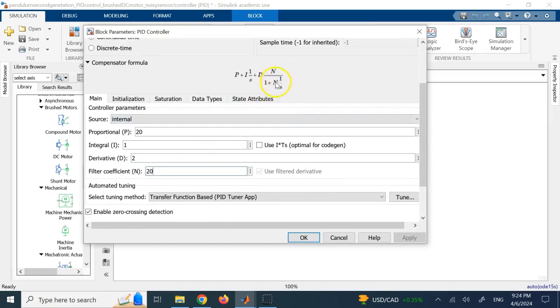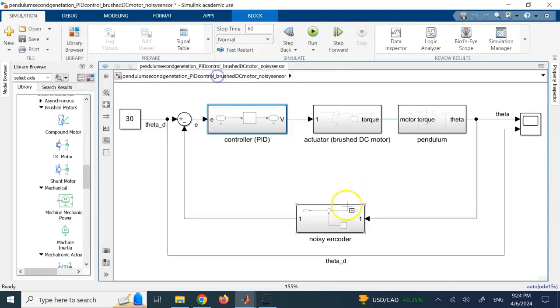If you use n of 0, you should not really do it. If you use n of 1, then it's just S over 1 plus S. If you use a bigger N, then the cutoff frequency of the low pass filter is going to change. So you can change the cutoff frequency of the low pass filter using this filter coefficient. And we definitely want to use that because our measurement from the encoder does have noise, and you always have noise in a physical system.